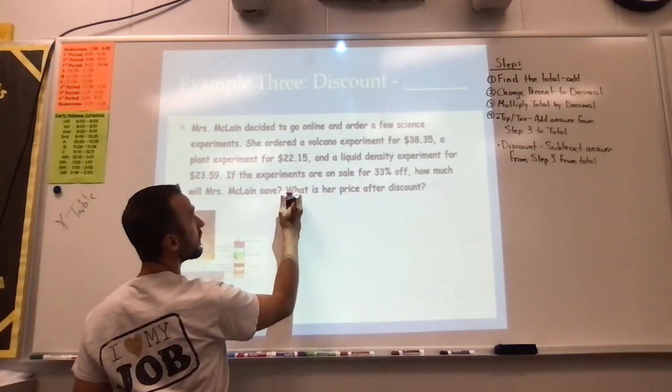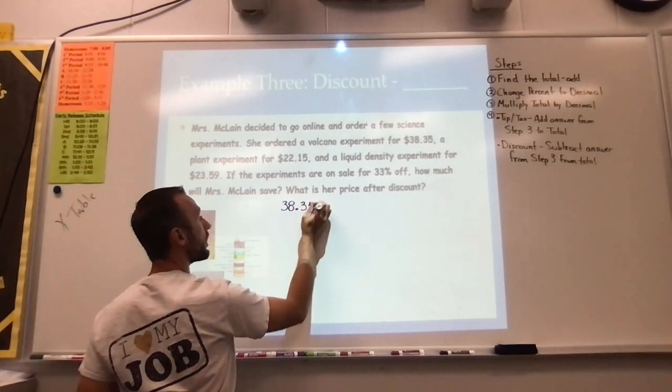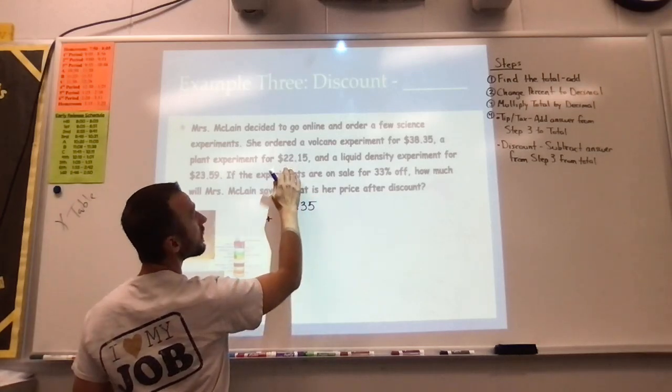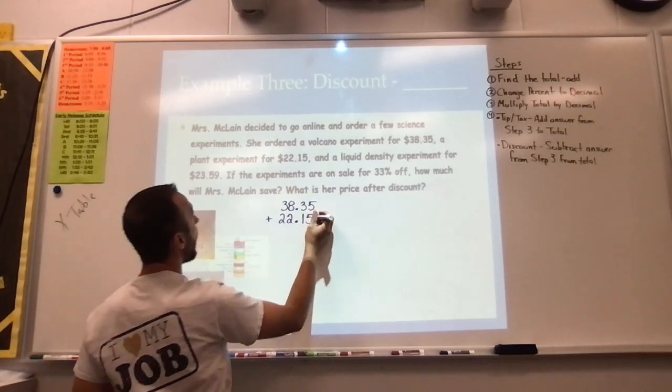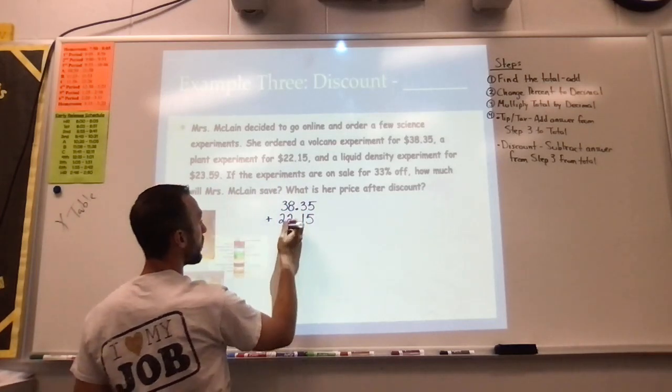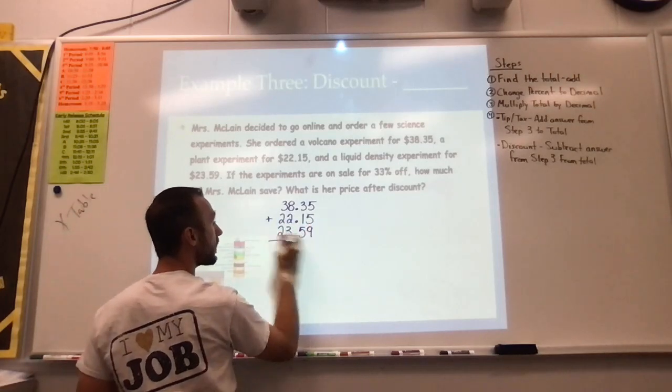I'm going to take the cost of her volcano experiment, which is $38.35, plus the cost of her plant experiment, which is $22.15, and the cost of her density experiment, which is $23.59. I'm going to add those together.